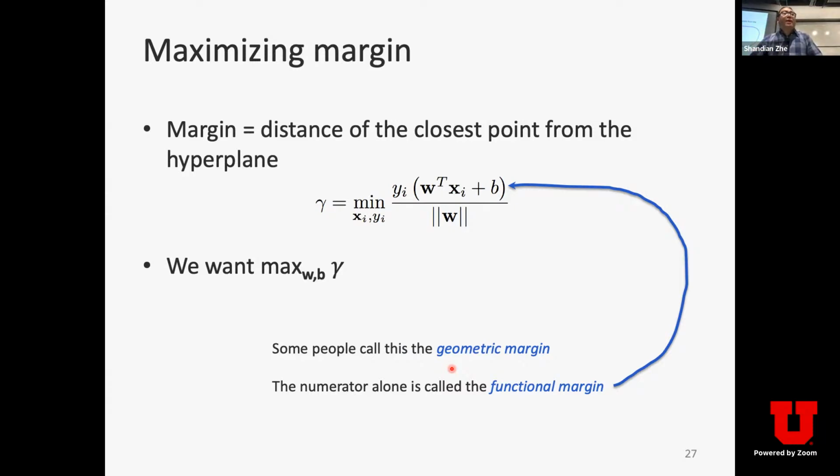Right? In the inner level, you have to do a discrete optimization. You have to enumerate every training example to look at which one gets the closest to the hyperplane, right? And in the outer level, you have to maximize this minimum distance in terms of model parameters, right? So this is a really challenging problem. It's a mixed discrete and continuous optimization problem, right?